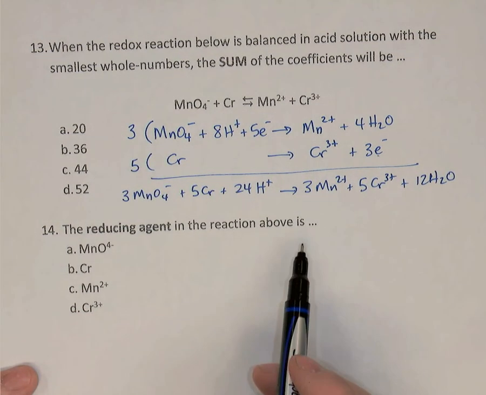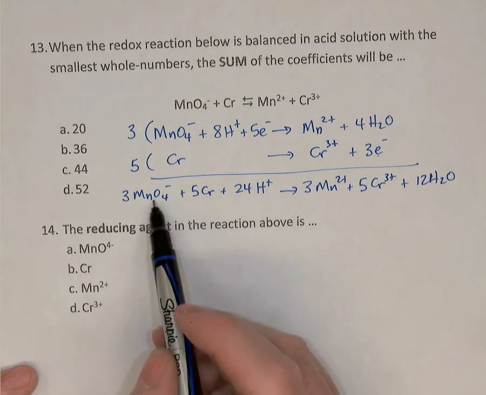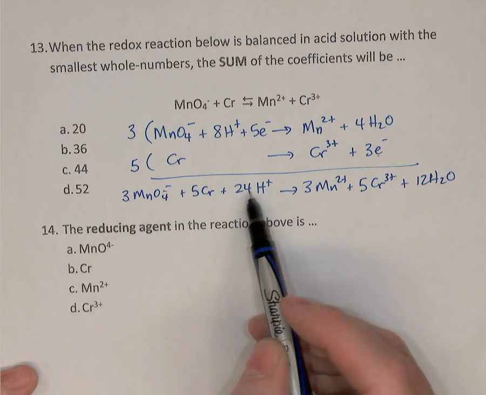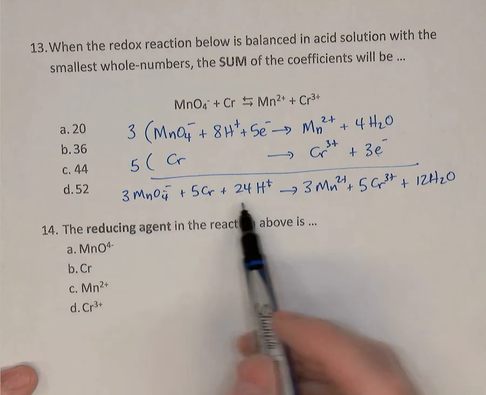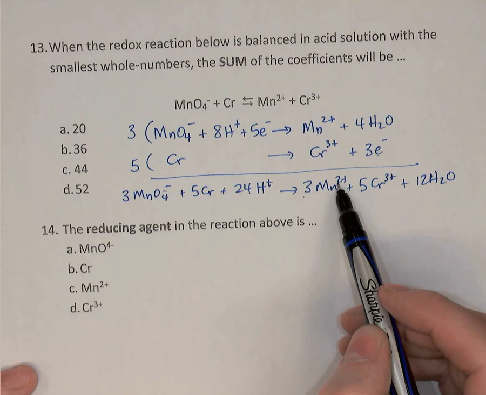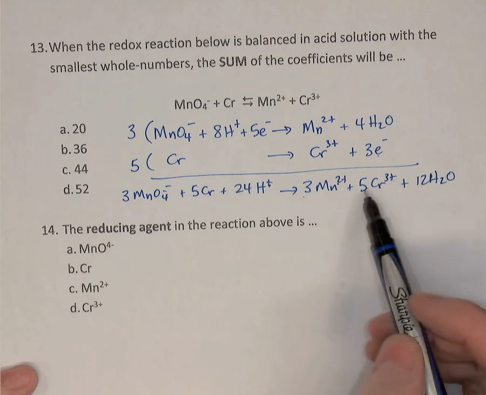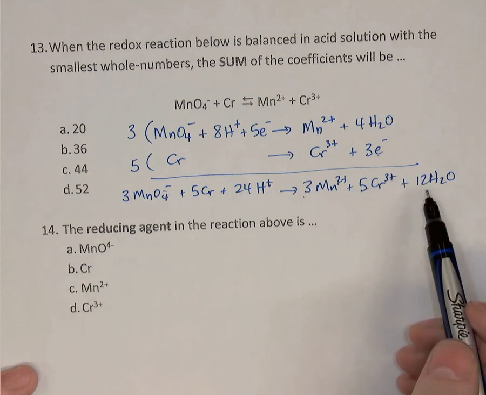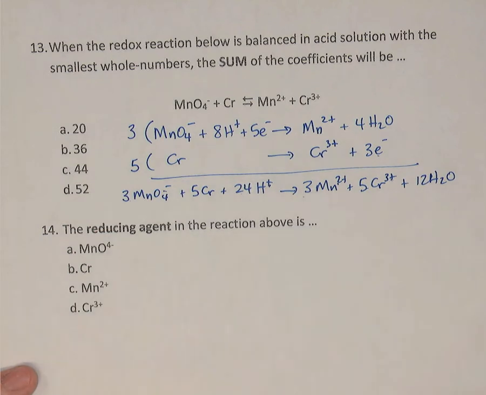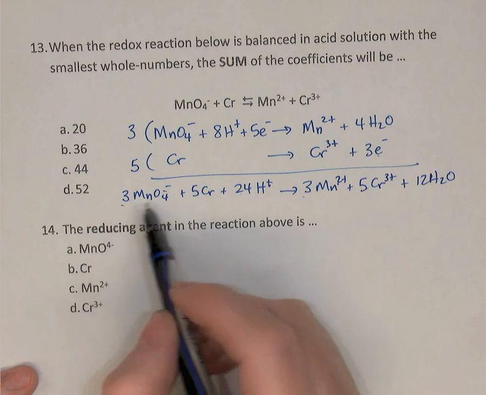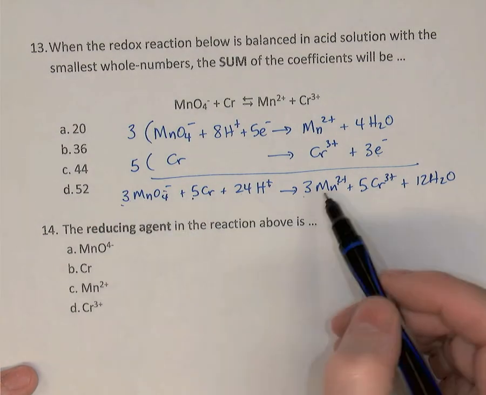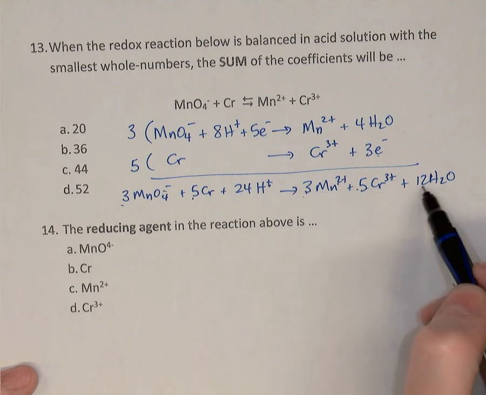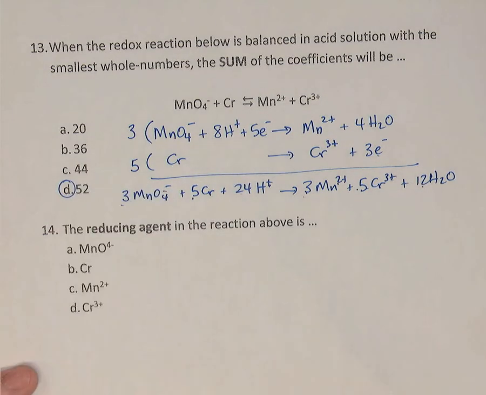Maybe just double check your charges to make sure that they work out. 3 negatives and 24 positives, the left-hand side is positive 21. 3 times 2 is 6 positives, plus 15 positives. The right-hand side is also positive 21. I'm pretty sure I've done that right. So now I just add up the coefficients. 3 plus 5 is 8, plus 24 is 32, 35, 40, 52 is the answer.